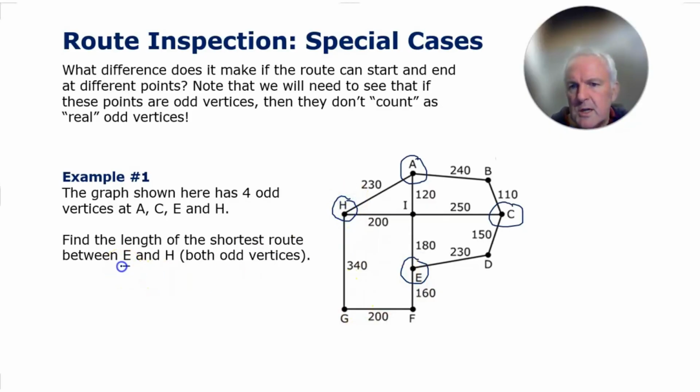But look, I want to start at E and end at H. So the fact that it's an odd, this is basically what's going on. The fact that it's an odd doesn't really matter. So I'm going to discount that one. And I'm going to discount that one. I'm going to just have odds, which are my other 2, A and C. And the fact that they were odds don't count, because one of them was a starting point, one was an end point. It doesn't matter that it was an odd. So I've only really got A to C. What's the shortest way between A and C? That's 240, that's 350. I think 350 is the shortest way.